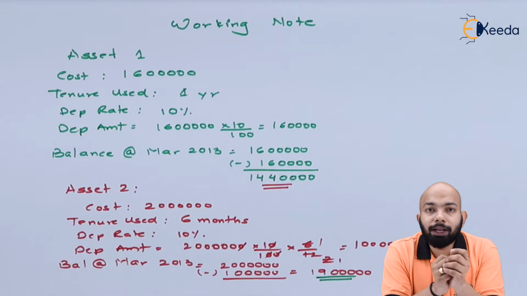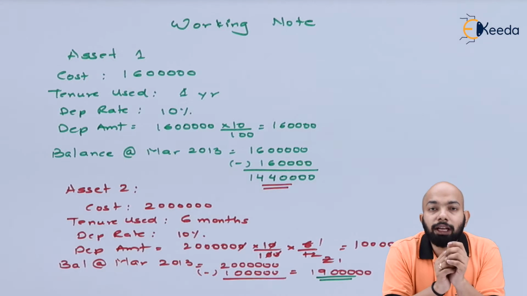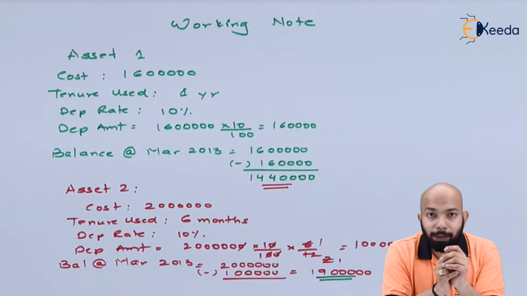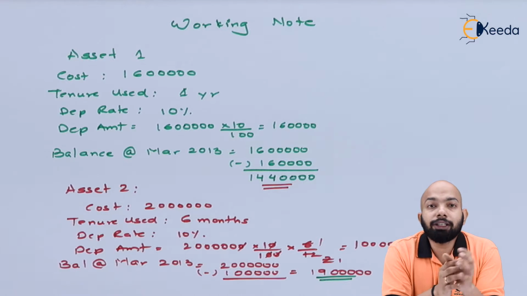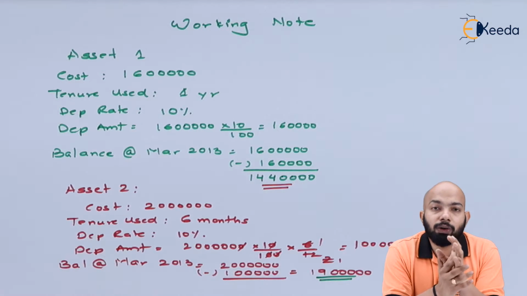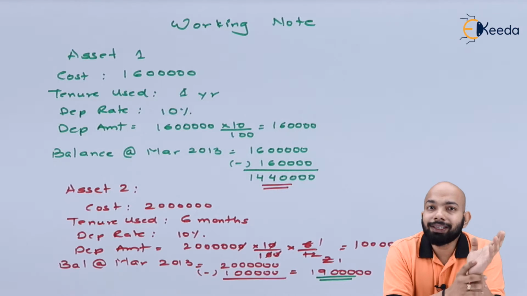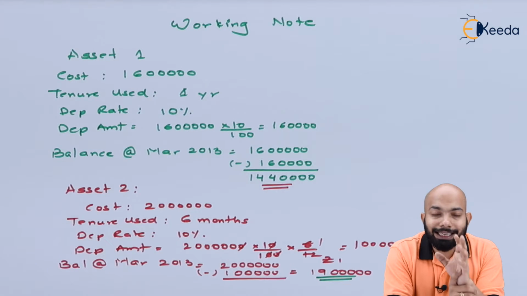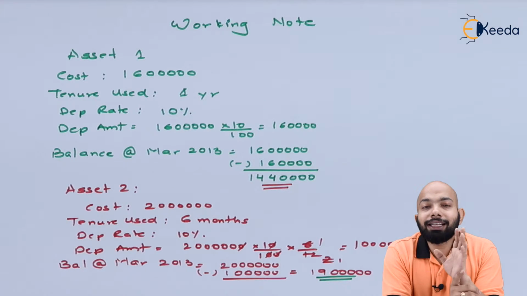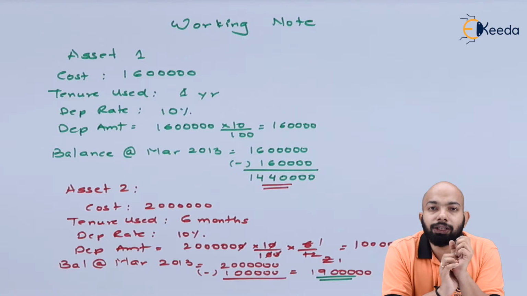from October 1st, 2012 until March 2013, the tenure it has been used for, or the useful life, has been around 6 months. For this specific asset, the depreciation will be calculated only for these 6 months, because prior to October 1st this asset was never purchased. Hence, from the date of purchase until the end of the financial year, that is the tenure you have to calculate.